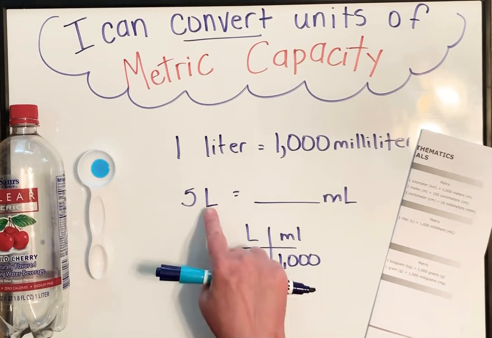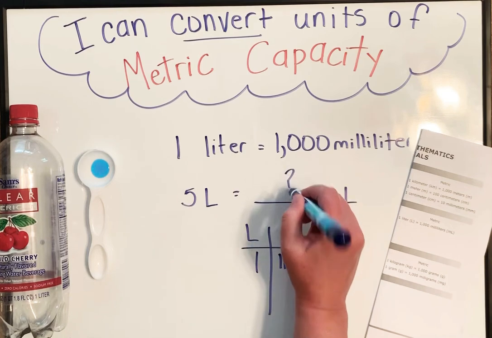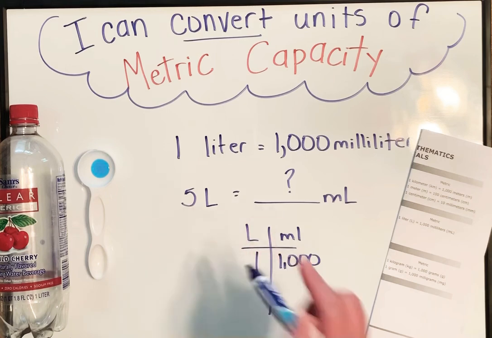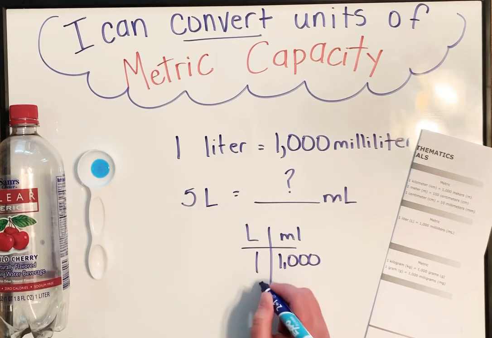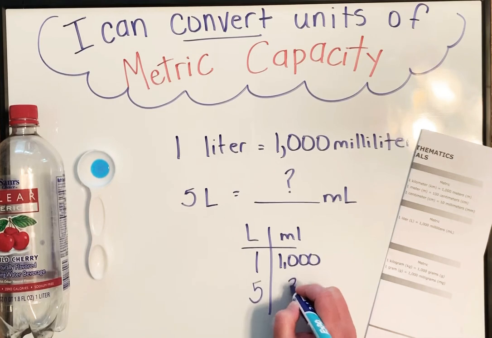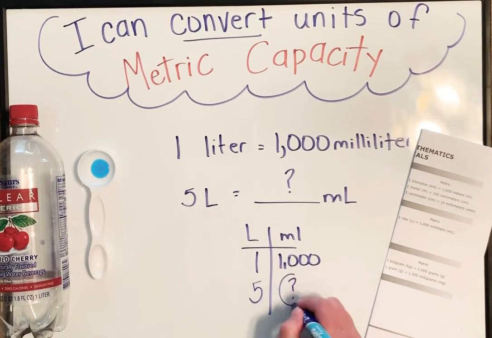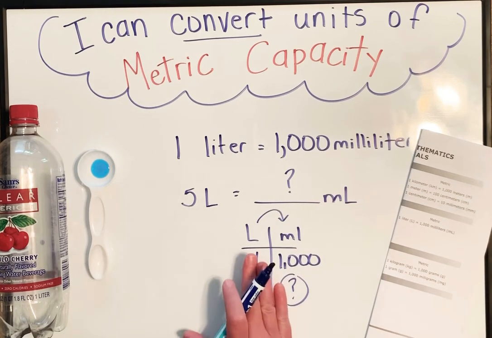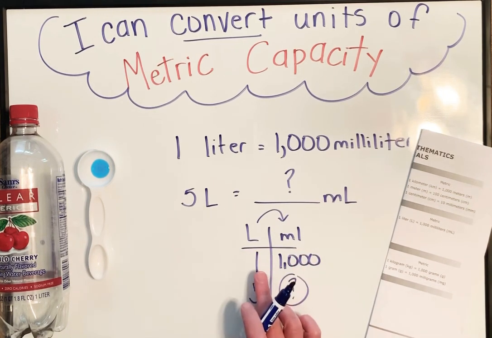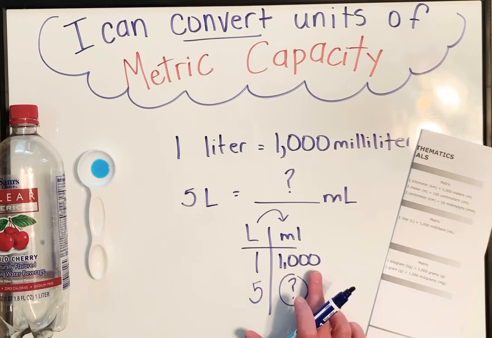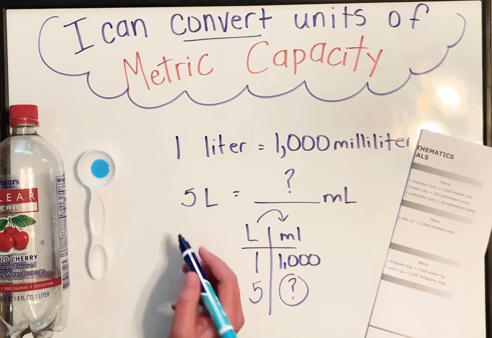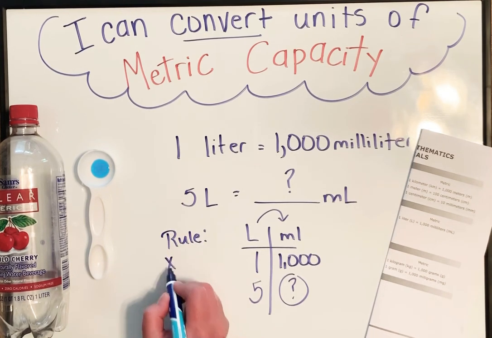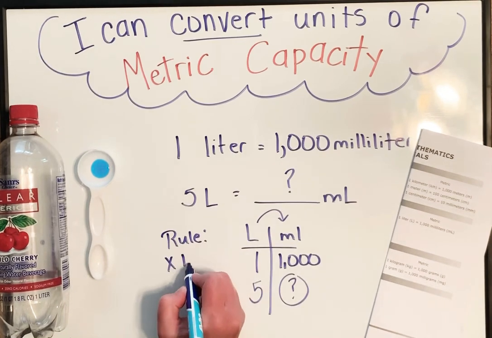Now, we had a question up here. This is my unknown. So let's fill in the rest of our T-chart. The other part I know is 5 liters. So I'm going to fill in my 5 under my liter column. And this is my unknown. I'm trying to get to this. So I'm going to be going this way. From my larger to my smaller, I'm going from 1 to 1,000. Did that number go up or did it go down? That number went up. So when a number goes up, your rule is multiply, and it's multiplied by 1,000.